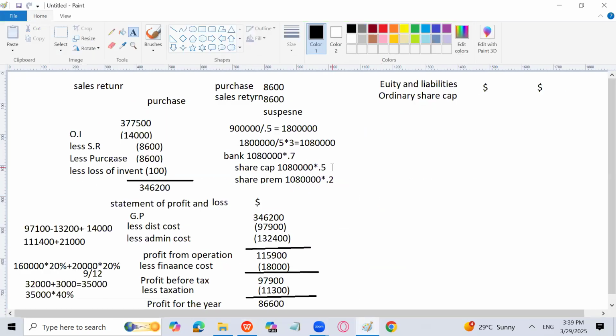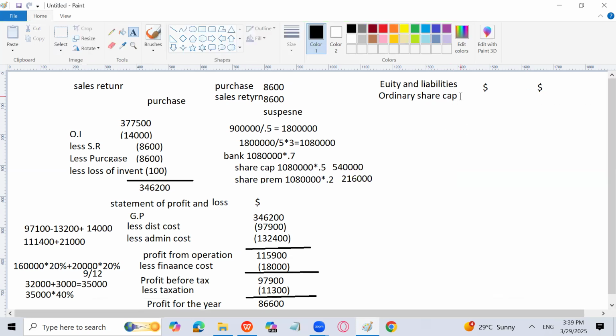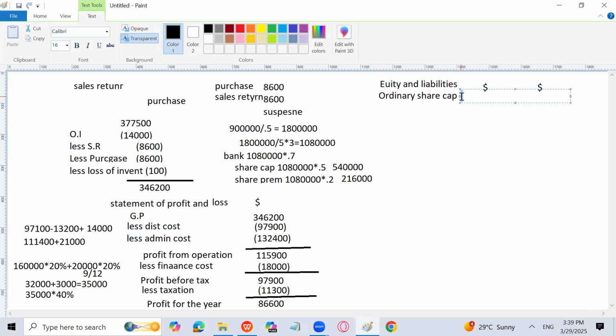Share capital will be credited by 10,80,000 with the face value of the share into 0.5, that is 5,40,000. And share premium will come 10,80,000 into 0.2, and that is 2,16,000. Okay, now I can write ordinary share capital. The amount is how much? That is going to be 9 lakh, which was in the past, plus 5,40,000, which is the right shares. So the amount is going to be 14,40,000 is the amount of ordinary share capital.